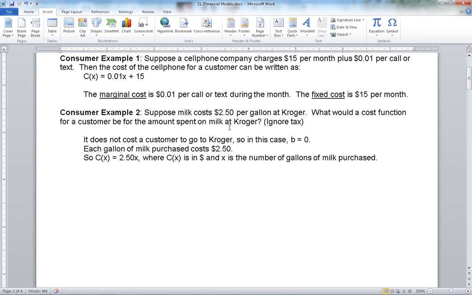Now, it doesn't cost anything to walk into the store, so there really is no fixed cost, or we would say the fixed cost is zero. But each gallon of milk purchased is $2.50. So we would write that marginal cost and put it into our equation as C of x is 2.50x. So then C of x is going to be in dollars, x is the number of gallons of milk purchased, and you can easily calculate how much is spent based on the number of gallons of milk purchased.